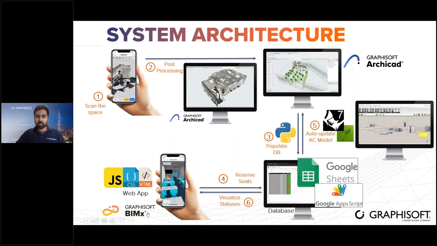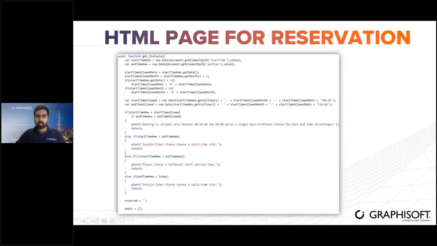Let me go back to the system architecture. So now that we are done with the BIMx API, we need to check the web app and how to set up the web application, that is the web pages that do the reservation for this hot desking. Here again, it is an HTML page. We will have JavaScript inside that. You can see here that we can set multiple criteria to restrict the users from doing the reservation. For example, here I'm restricting the user to do the reservation only from 8:30 and before 6 p.m. If the user goes beyond that time, you can restrict the user from doing the reservation. Similarly, we can set multiple criteria depending on our particular need.